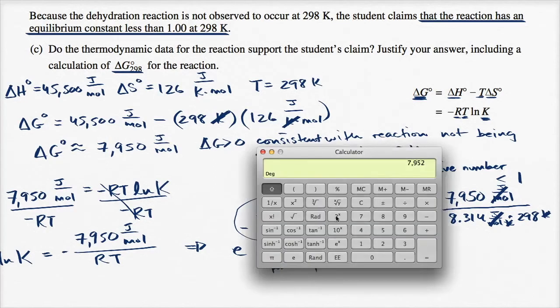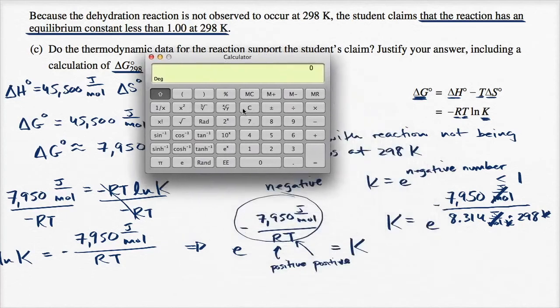And so we are going to get, this is kind of fun. So let's do this denominator first. If you have 8.314 times 298, that's going to be equal to that. Now we're dividing by that, so let me take the reciprocal of that and multiply it by 7,950.